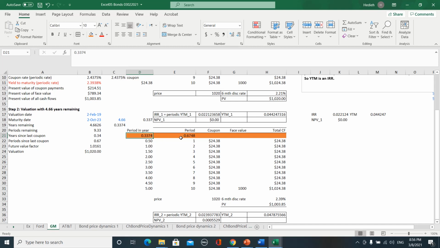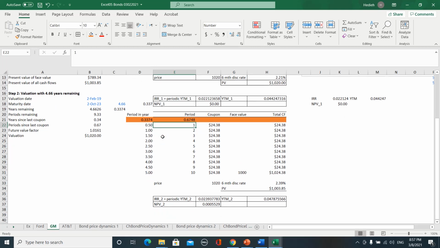So how many periods do we have? You should multiply this 0.33 by 2 because each year has 2 6-month periods in it, right? So you want to find the yield to maturity at this point in time at 0.33, right? How can we do that? And how do we want to do that?